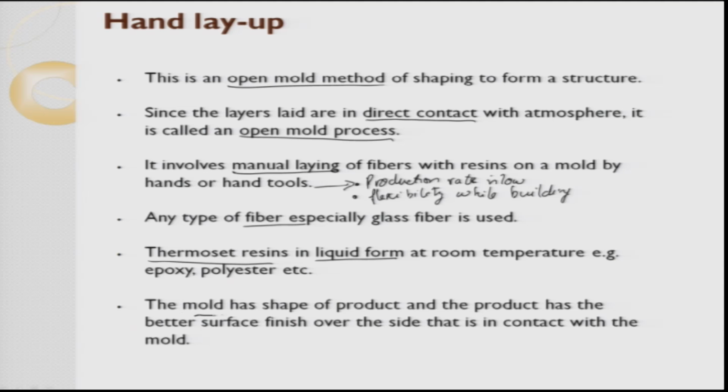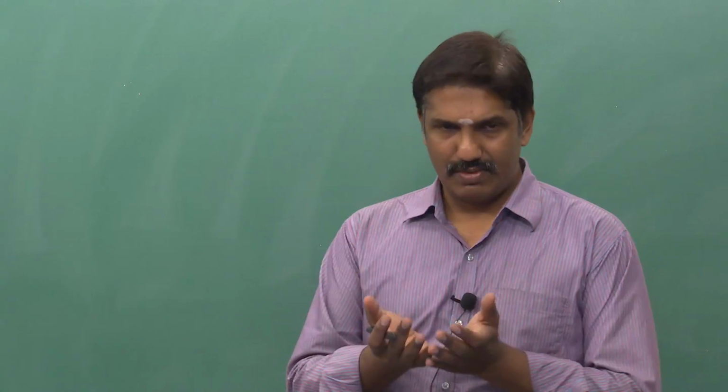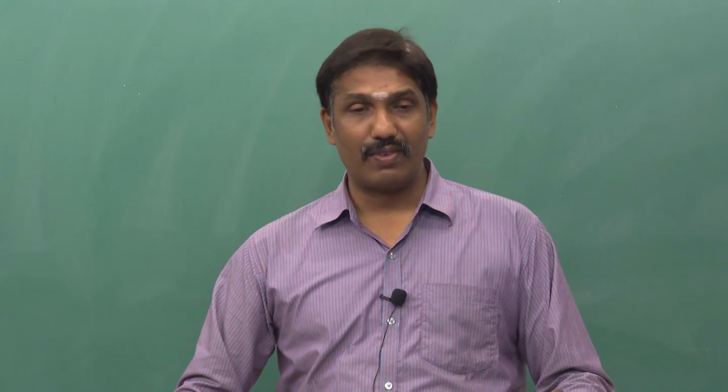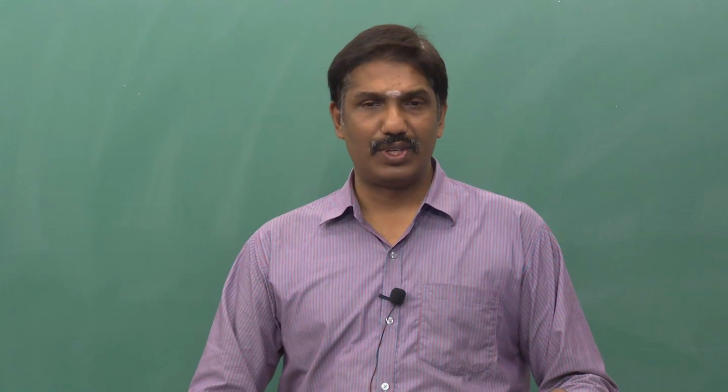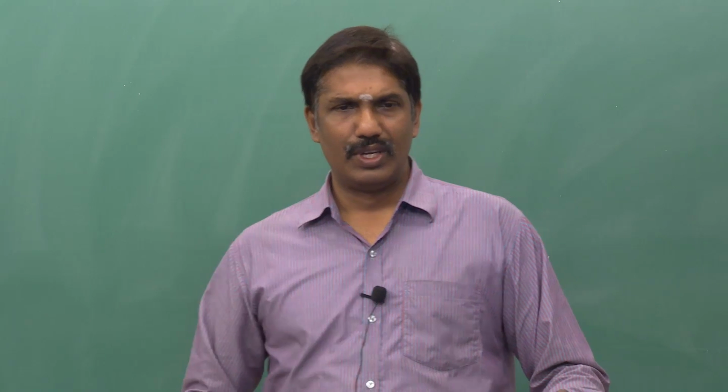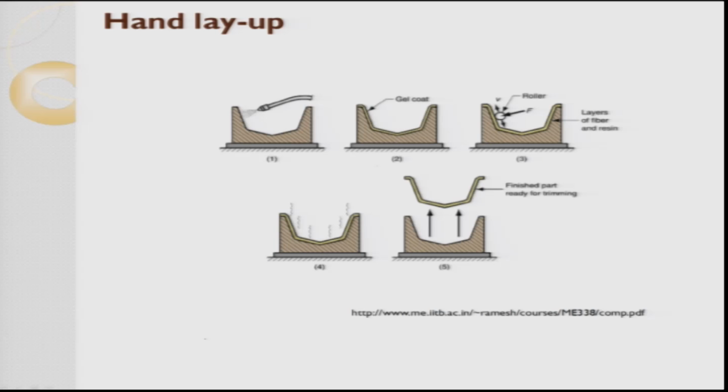The mold has the shape of the product, and the product has a better surface finish on the side that is in contact with the mold. That is what I said, functional surface. So, only one surface will have a very good surface finish and it takes the shape. The opposite side of the mold surface, the side of the product which is not in contact, will never have a good surface finish, but if you want, you can also get it done. So, if you see, these are the processes.